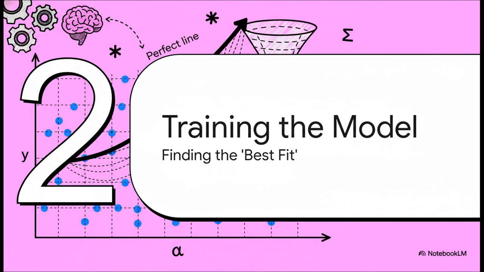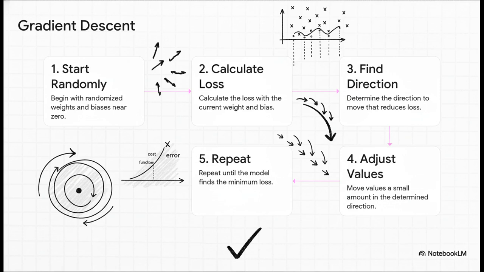Okay, but how? How does a machine actually find that one perfect line? It's not just throwing darts in the dark, believe me. There's a really clever process going on behind the scenes. It's this really cool process of smart trial and error called gradient descent.